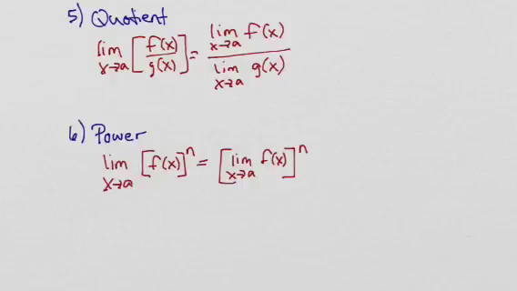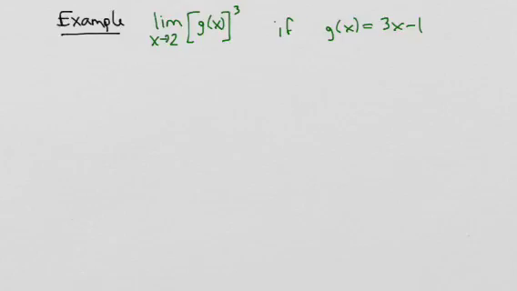Same thing with the power rule. If we have a function raised to a power, we can first find the limit of that function, then raise to the power. All right, so let's look at a couple of examples.